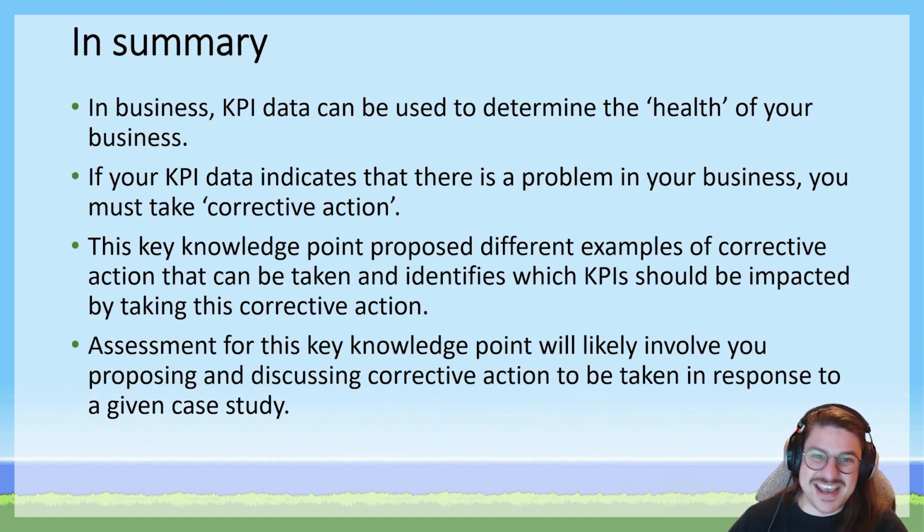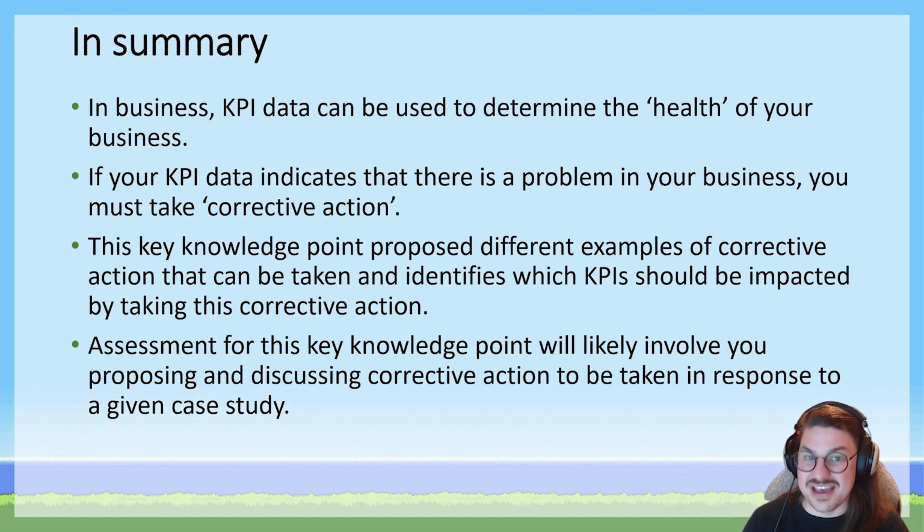So, in summary for this key knowledge point, KPI data is always used to determine the health of your business. And if your KPI data reveals that there are problems, then you need to take corrective action. You need to implement strategies to try and restore that KPI data. This key knowledge point is all about giving you strategies to take that corrective action, to identify what needs to be done. When you get assessed for this key knowledge point, it's likely that you're going to be given key performance indicator data and asked to propose strategies to respond to it.